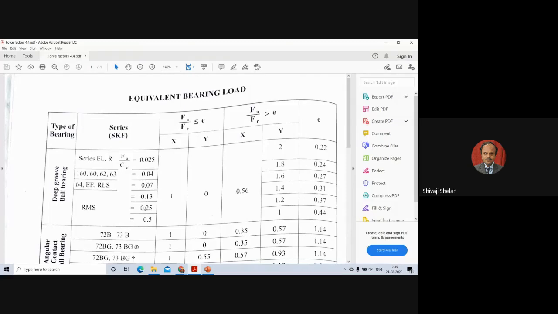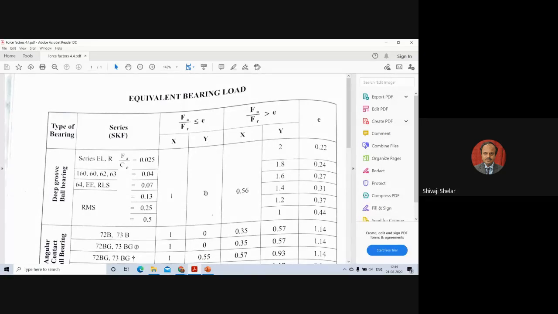These are the different values of Fa by C0. Based on these, you also know Fa and Fr, so you can calculate Fa upon Fr. There are standard values of E here. When E is equal to 0.22 and your Fa by Fr is less than 0.22, then your X factor is equal to 1 and Y factor is equal to 0. So in this case, the axial force value is less than 20%, 0.22 means less than about 20% of your radial load. Then your bearing becomes like a radial bearing, and the Y component becomes 0.